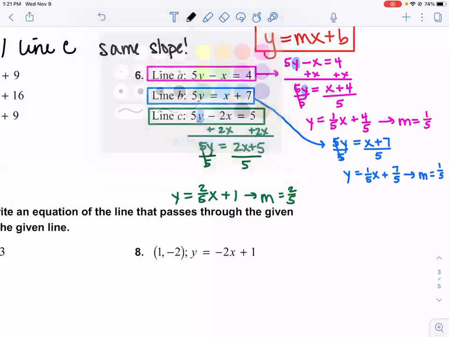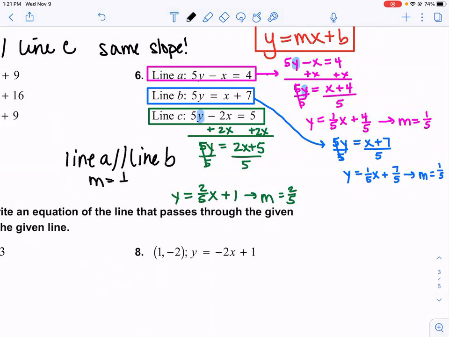Do we have any lines that are perpendicular? Let's think about it. A line perpendicular to this one would have a slope of -5/1. A line perpendicular to this one would have a slope of -5/2. So no perpendicular, but line A is parallel to line B because they both have a slope of 1/5.